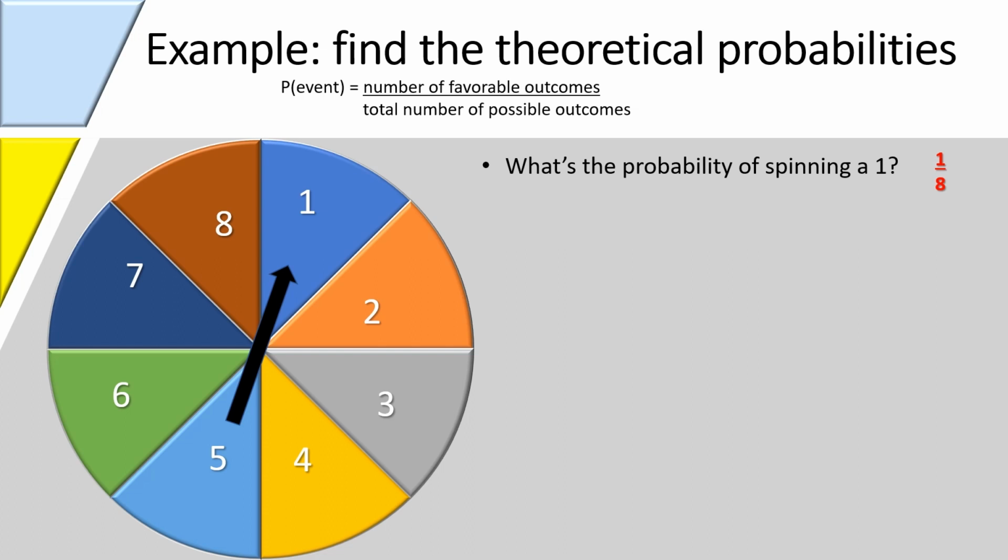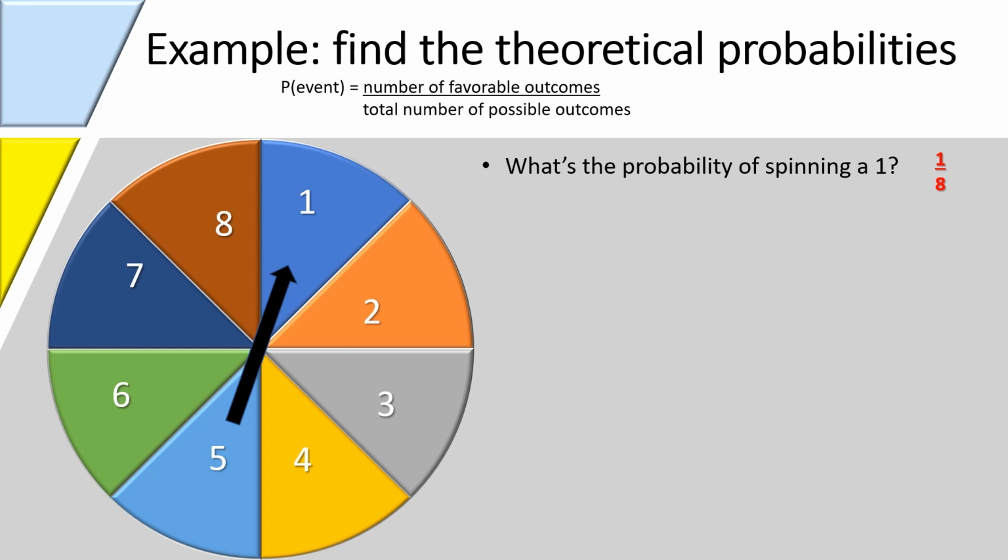The probability of spinning less than a 5, you have to do a little work. How many numbers are less than 5? You have 4, 3, 2, 1. So the probability of spinning less than a 5 is 4 out of 8. So your ratio would be 4/8. All right. Next, let's keep going.